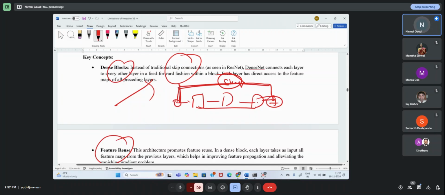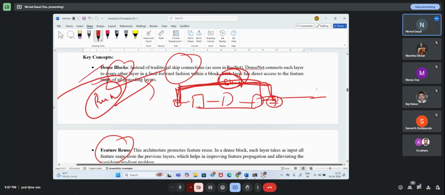Whatever feature is present here, I am reusing here. So I will not be in a scarcity of features. That is why DenseNet, dense block. So I can increase the number of blocks, increase the number of layers by reusing the feature values. This is DenseNet. This is skip connection. In ResNet, residual net, we also have skip connection.